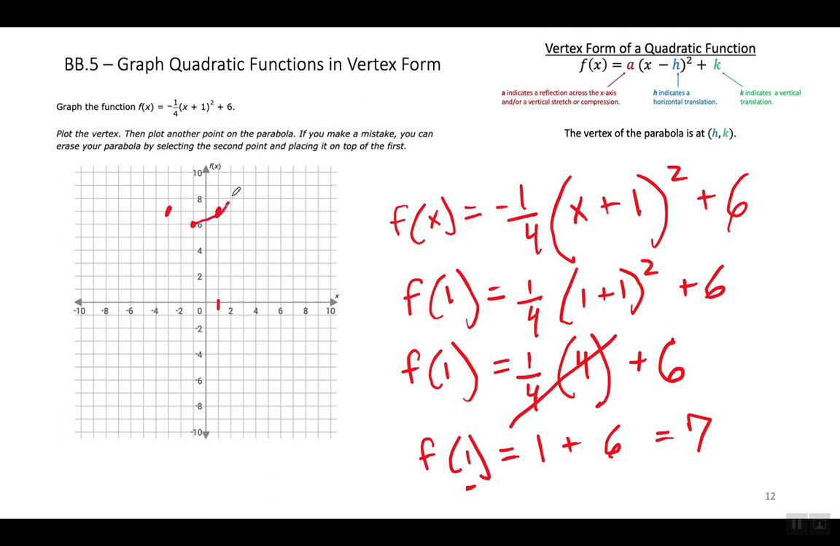And there's my parabola. Okay, este punto está 2 unidades a la derecha, así que puedo ir 2 unidades a la izquierda y poner otro punto.